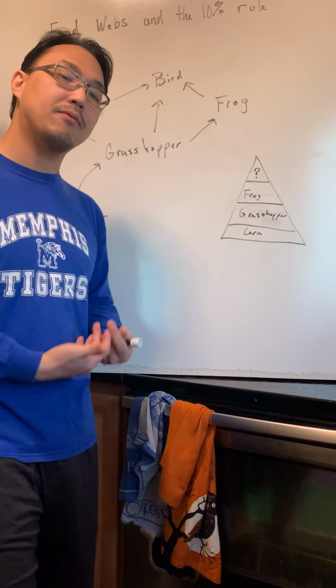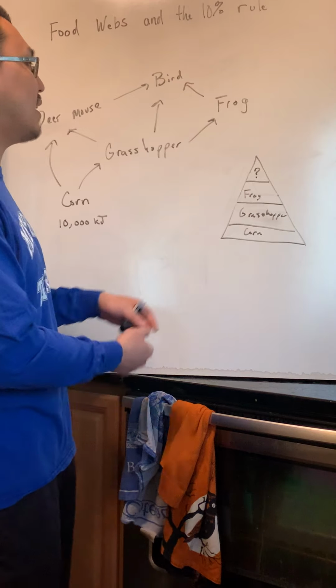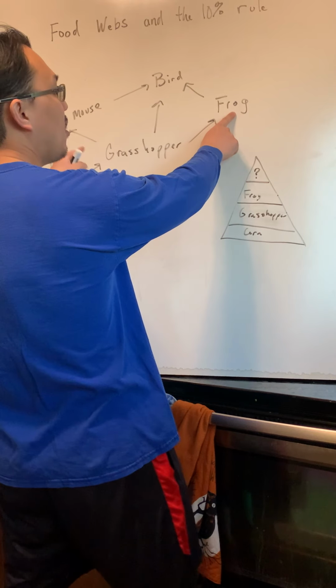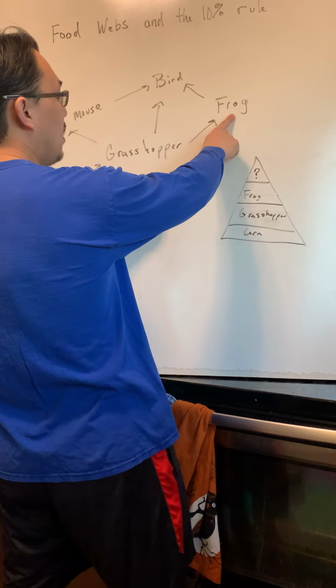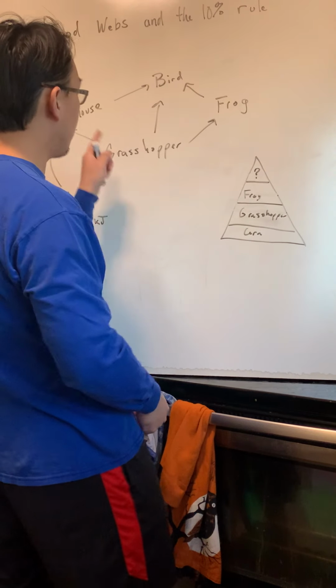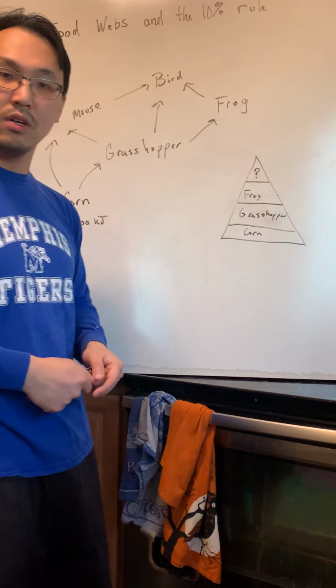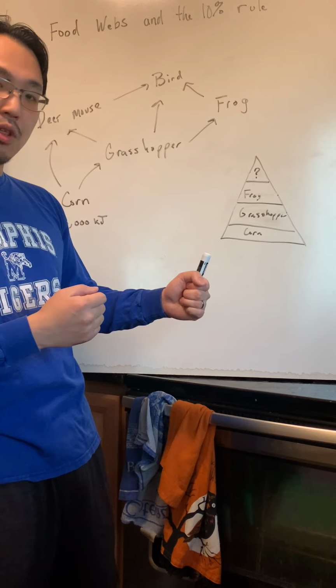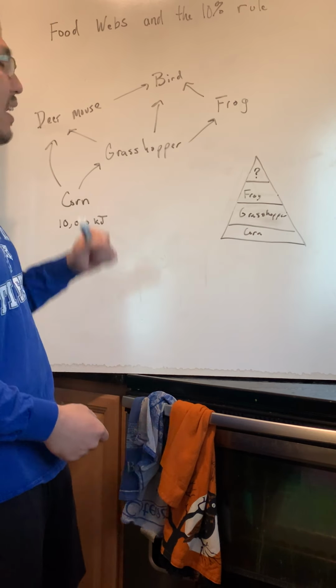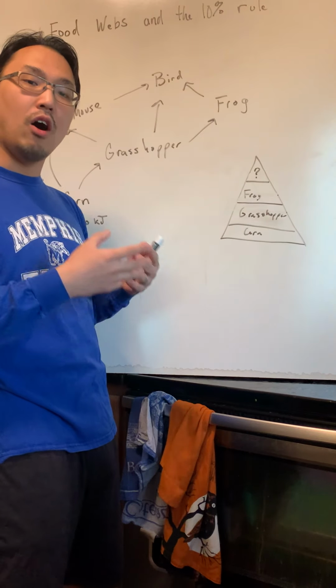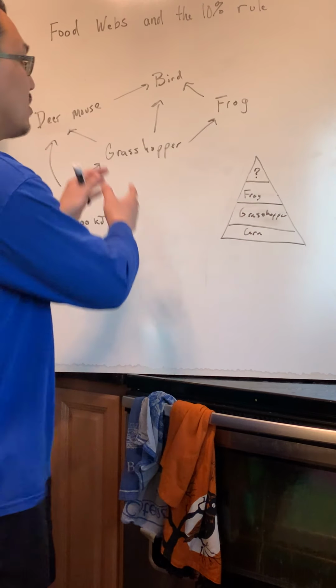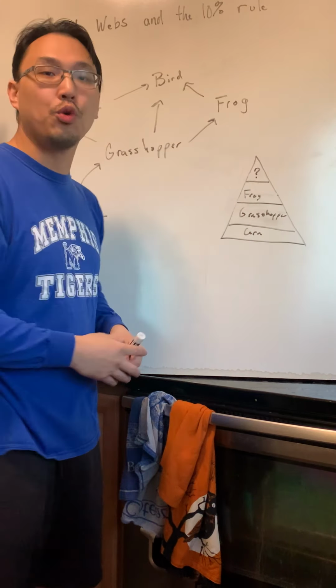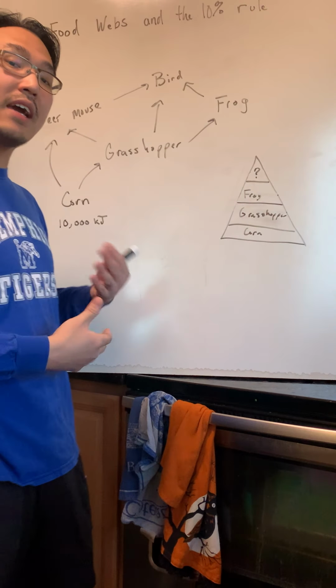But what's so cool about food webs is that you can have a frog that eats the grasshopper, but then if it eats all the grasshoppers, then what happens to that deer mouse? That deer mouse then has a possibility of switching to different types of food items, and it focuses primarily on corn. And so that's the powerful tool that we can use with food webs in looking at different interactions.